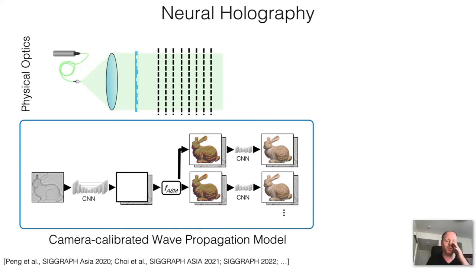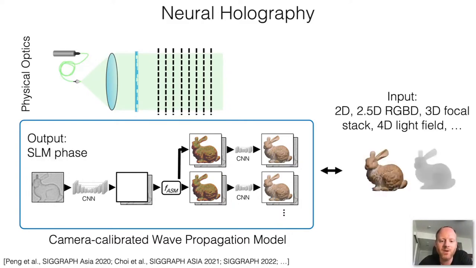You can think about this neural holography approach, where we train this camera-calibrated wave propagation model, in an automatic way. It's an automatic calibration technique, really. And it gives us a differentiable model that models the wave propagation from the phase SLM to any plane in the space in front of it. So this is a pre-processing step that needs to be done once, and then during runtime we can take arbitrary input content such as a 2D image, an RGBD image, a 3D focal stack, or a 4D light field, and then supervise this pre-trained model in a way that allows us to estimate the phase pattern from our target content, and hopefully that bridges this sim-to-real gap.